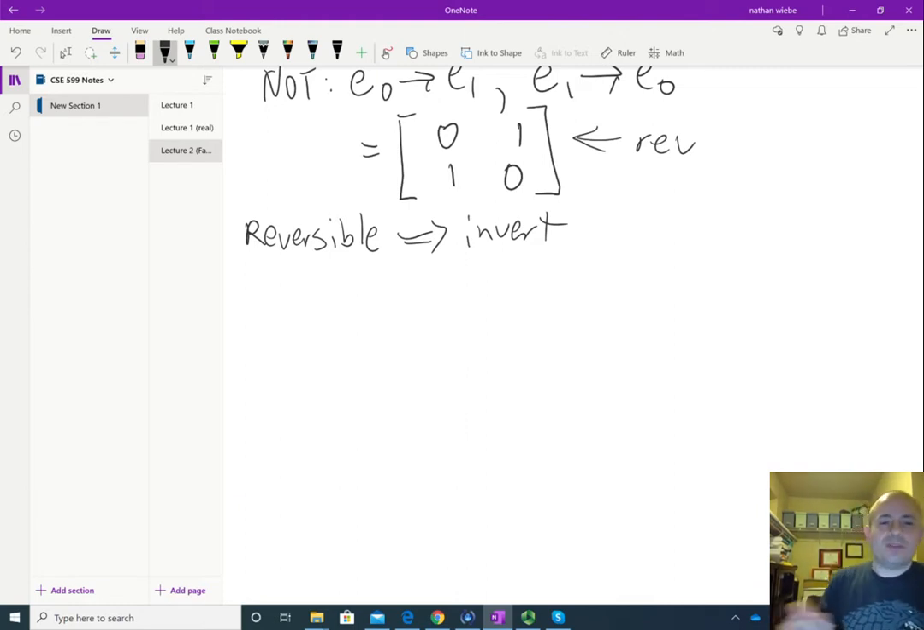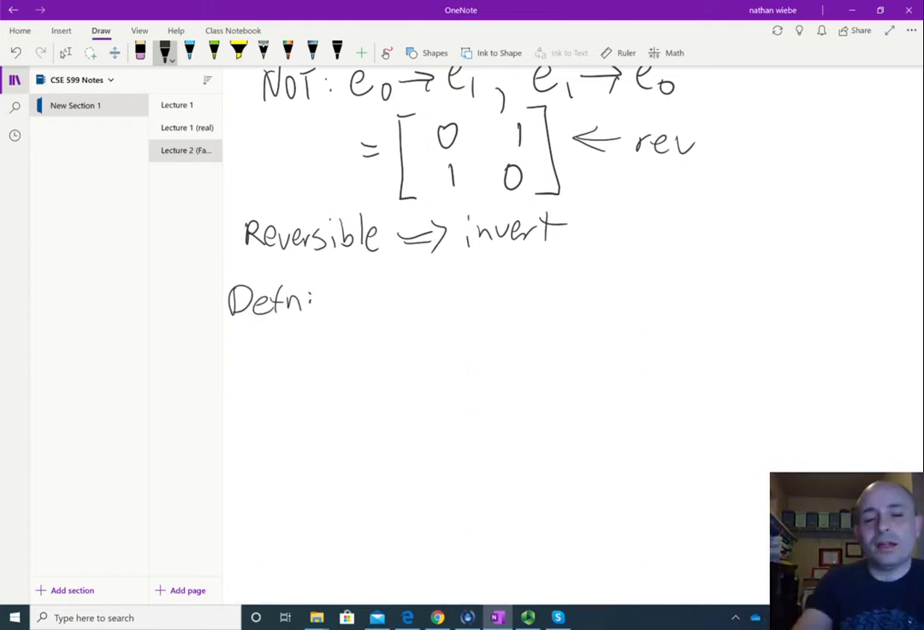So in particular, let's define the following. Let E0 through En minus 1 be computational basis vectors.